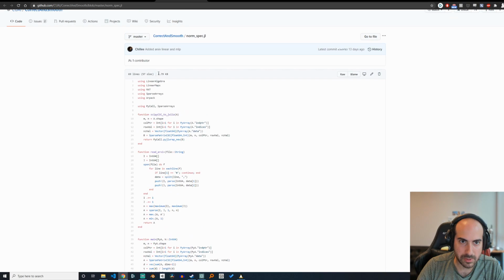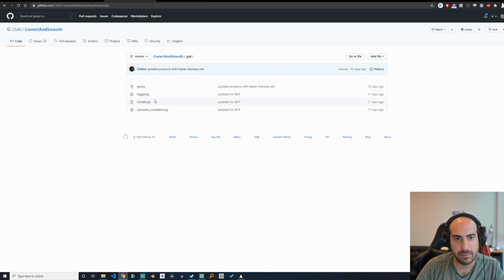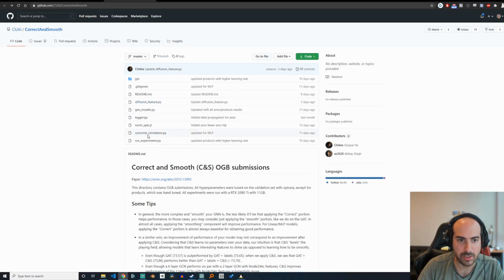Okay, this looks like some sort of array. All right, whatever. So let's see. So the diffusion features. Okay, so this is them comparing it to graph attention networks. Let's kind of skim this quickly.